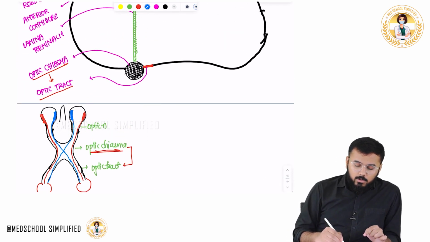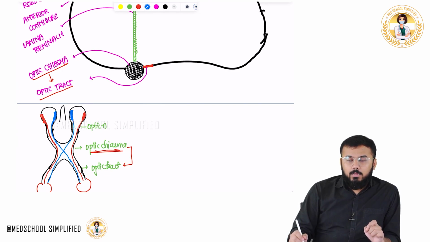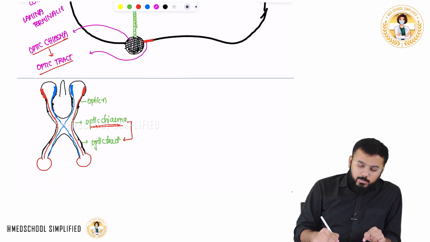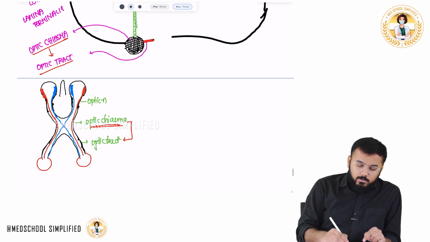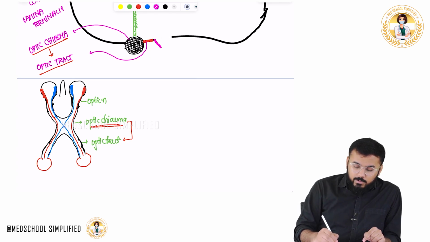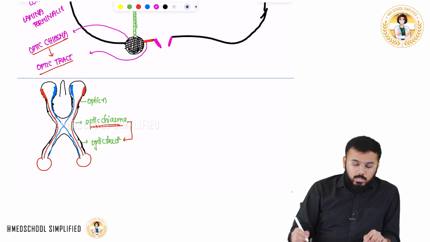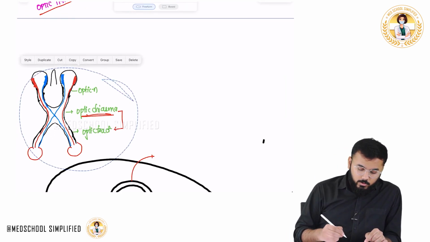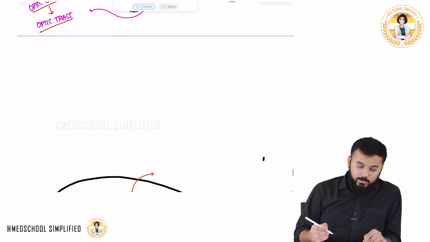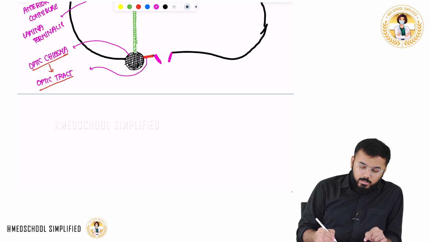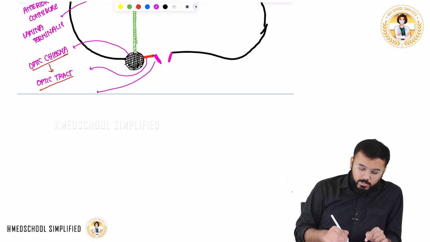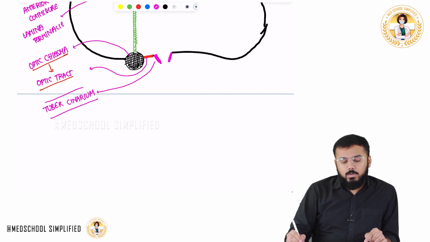So here you have your optic chiasma, behind that you have your optic tract. After that, this particular structure which I will be drawing right now is called the tuber cinereum. What is this called? This is your tuber cinereum. Okay, I hope you understood, right? So this particular structure over here is called your tuber cinereum.